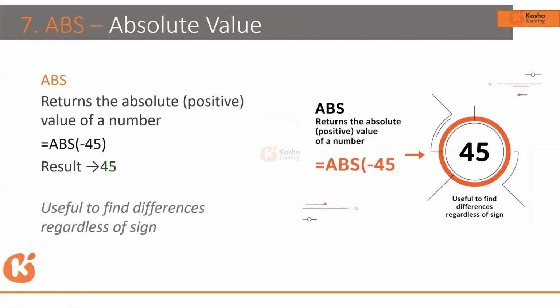Then you have the ABS function, which is used if you have to find the absolute value. Basically, any negative number, you convert to positive. For example, here you can see you have -45 and it has been converted to positive, which is 45. So this is what we do in the ABS function.